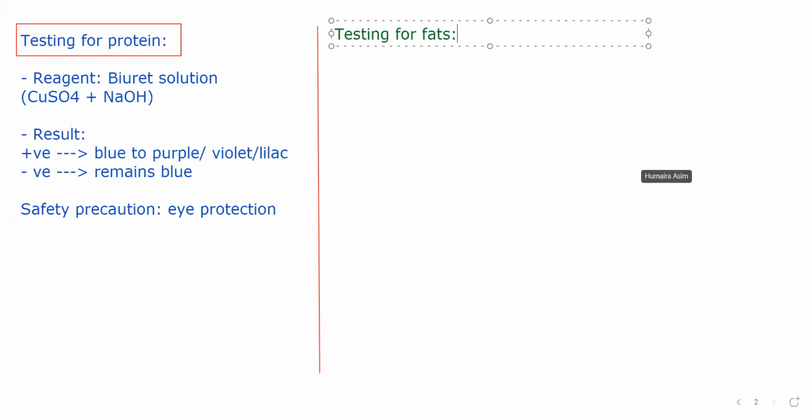So keeping in mind, what do we call this test? This is basically called the ethanol test. Or a particular word is used for that. What do we call it? We call it emulsification. Okay, emulsification. What is that?